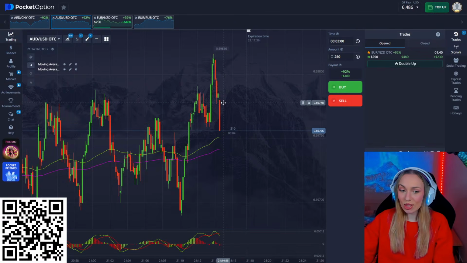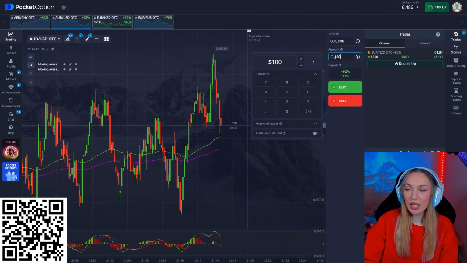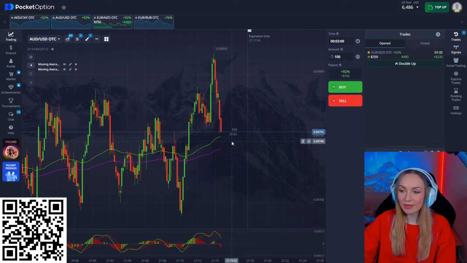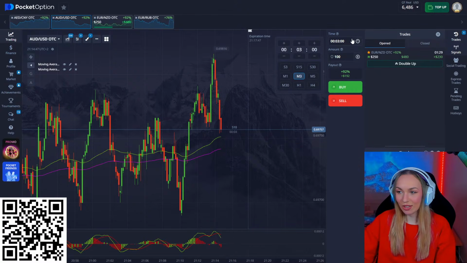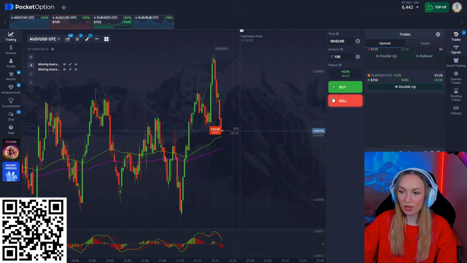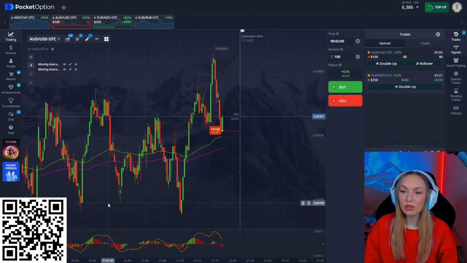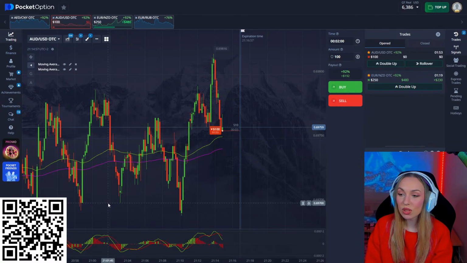Look at these huge candles. So maybe it's better just to be away from it, but there is a big desire inside of me to open here the trade for 2 minutes in the downward direction, and I can't resist, guys. I can open the trade on AUD USD for 2 minutes in the downward direction.